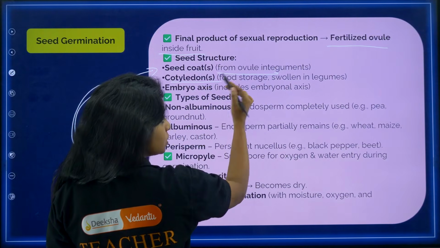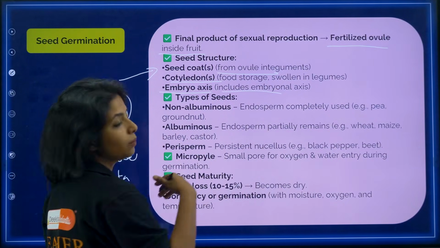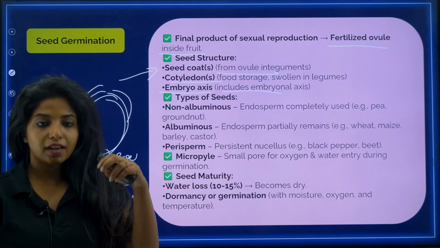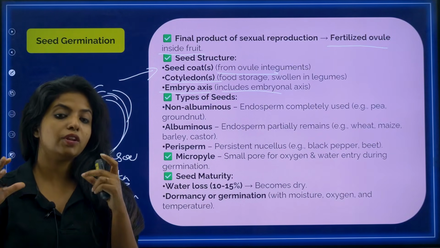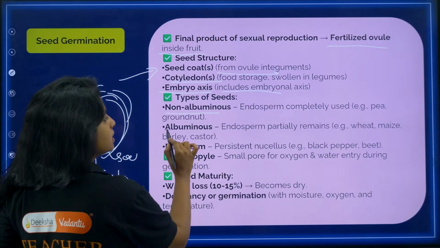Apart from that, cotyledons will be there, either one or two. Now the embryonal axis will be there, that is basically talking about the embryo. Inside the seed coat there is the cotyledon, which will provide nourishment to the embryo, and the embryo will obviously be there. Types of seeds: there are non-albuminous and albuminous.